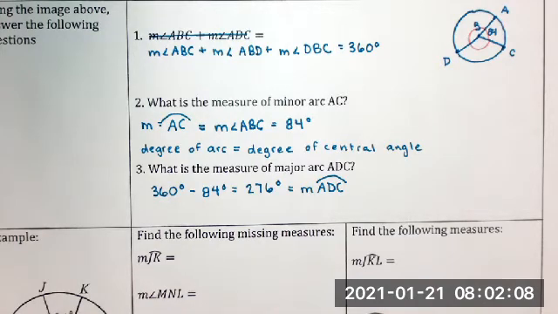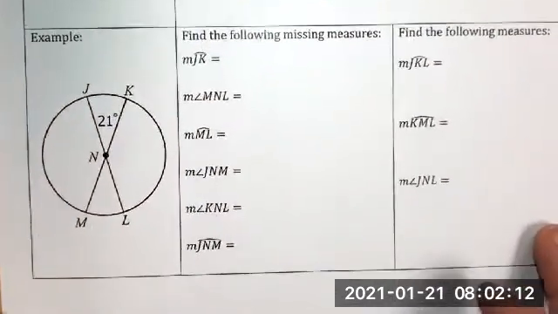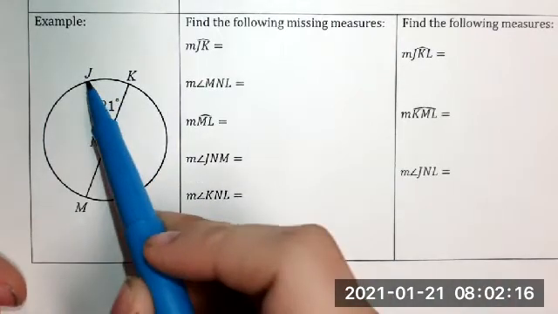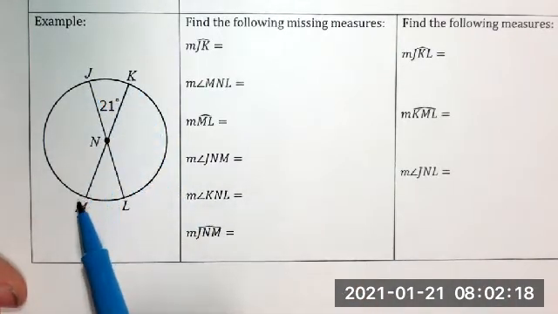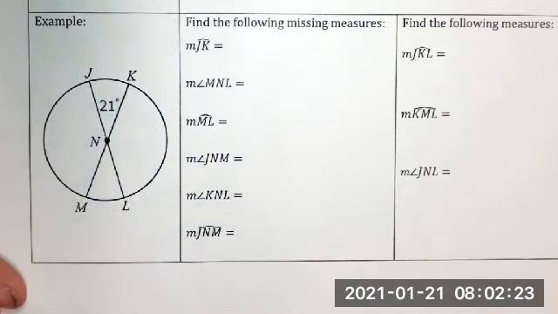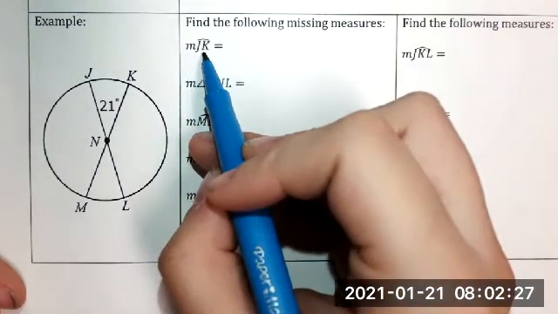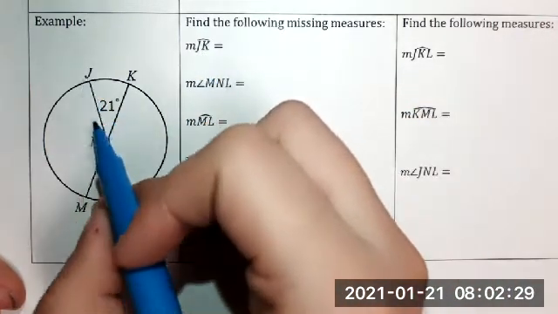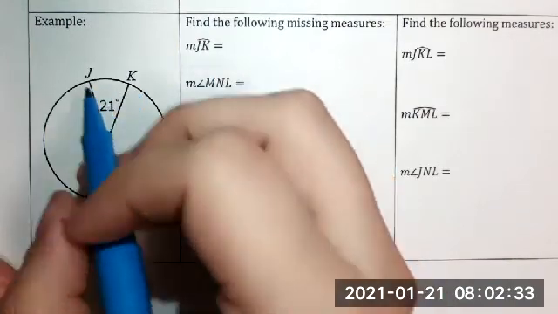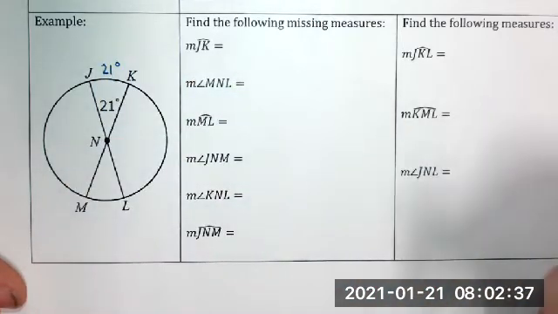So let's do an example like how we might see it worked in some problems. So here we have a circle with two intersecting lines and a central angle of 21 degrees. So first to ask, what is the measure of arc JK? Well, JNK, the angle associated with that arc, is 21 degrees, so the arc itself would also be 21 degrees. So that's simple.